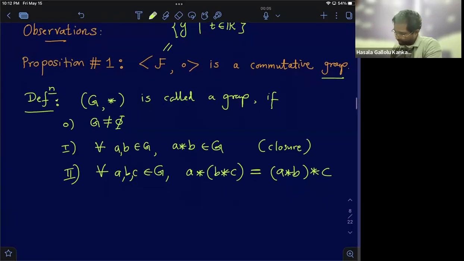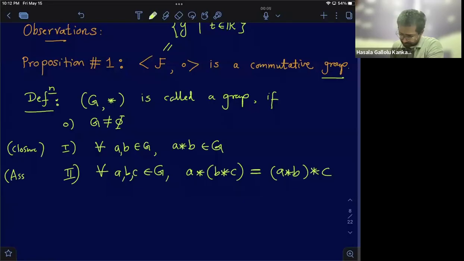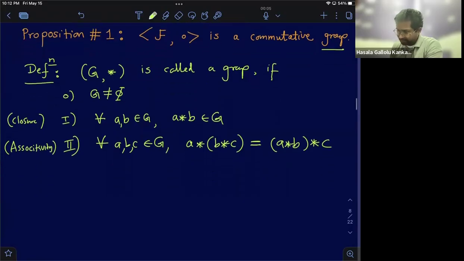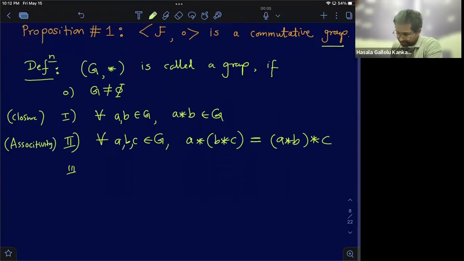So this property is called associativity. In fact, let me have the titles right here. This is the closure, and this is called associative property, associativity. And then the third property is an important one. I mean, most of these are important, but which ones are really important for our work? Let's think about that.